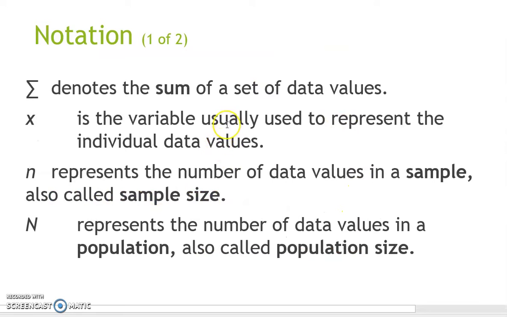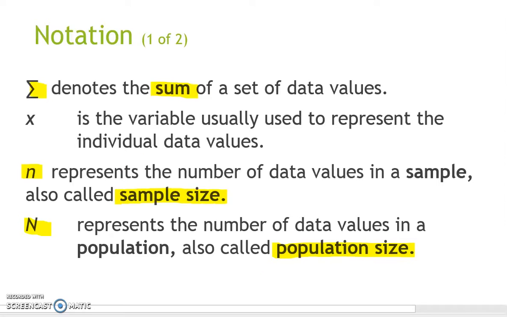Here we have some notation that is important for you throughout the semester. First of all, the sigma symbol represents the sum. X typically represents the individual data values. Lowercase n represents the number of data values in a sample, which is also called the sample size, how big a sample is. Capitalized N represents the population size.